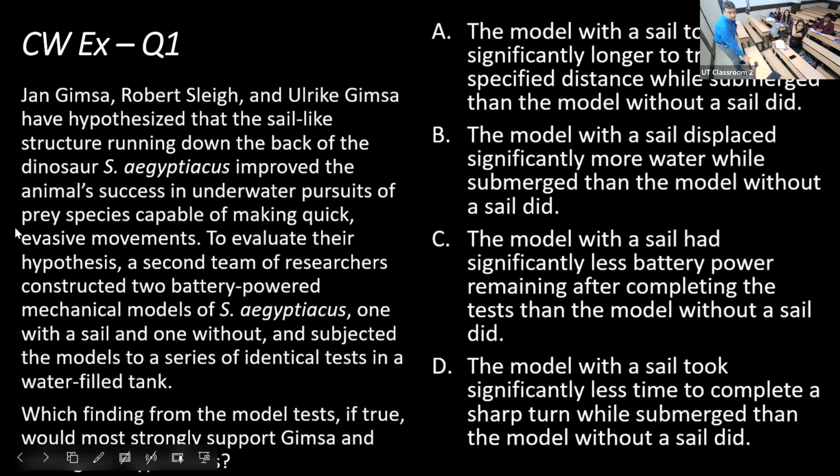Let's see this. If this is true, does it support Gibbs and colleagues? Yes. The model would say it took significantly less time to complete a sharp turn while submerged than the model without a sail did. Yes, this sounds perfect. It has both the attributes: less time, quick; sharp turns, evasive. So this has no extra information. It is not blur. It is to the point.